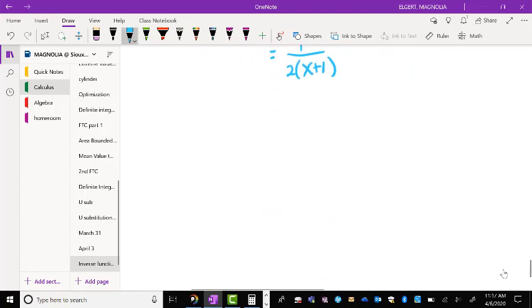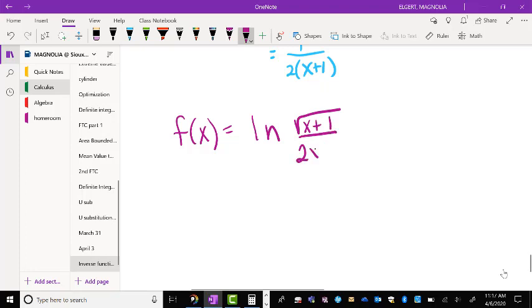Let's try one that's a little bit more complicated. Let's say you have the natural log of the square root of x plus 1, all over 2x plus 3. If I was going to do this without using logarithm properties, I would have to use the quotient rule and the chain rule and some power rule stuff. But if I use my log properties and expand this, I can make it easier. So I'm going to rewrite this.